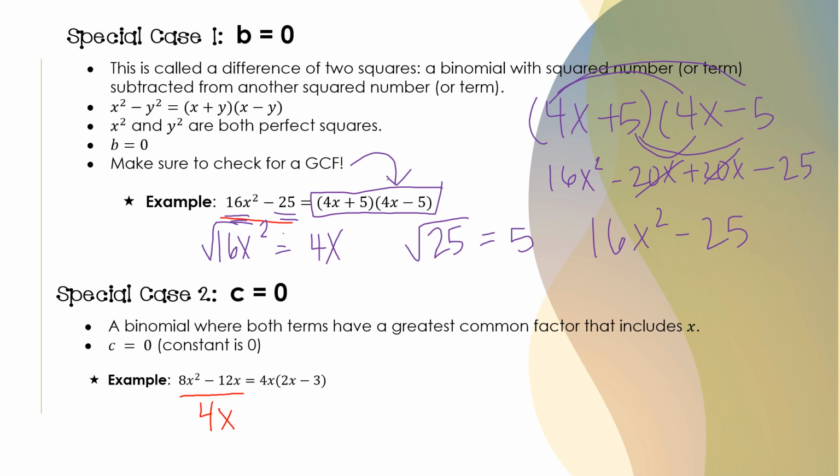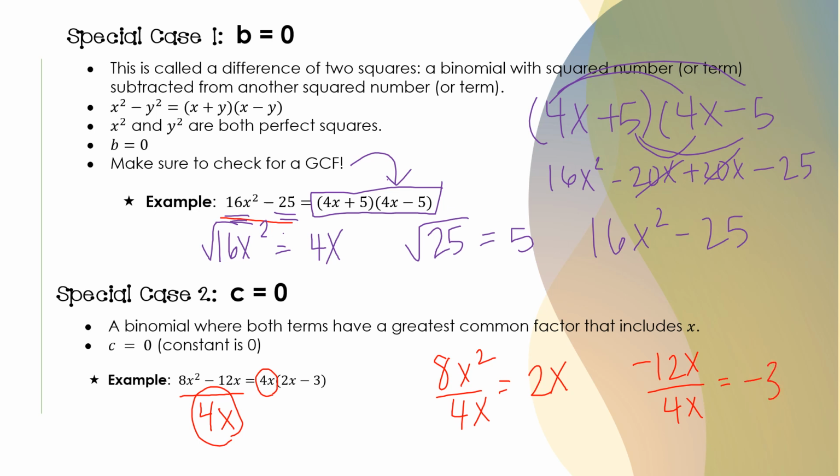Normally, I can't do that because there's a constant that doesn't have the x with it. But in this case, if you don't have a constant, you can factor out the x. And so your GCF goes in front of the parentheses. And then when I divide, 8x squared divided by 4x gives me 2x. And then negative 12x divided by 4x just gives me negative 3. The x's cancel out. So that's where the 2x minus 3 in the parentheses comes from.